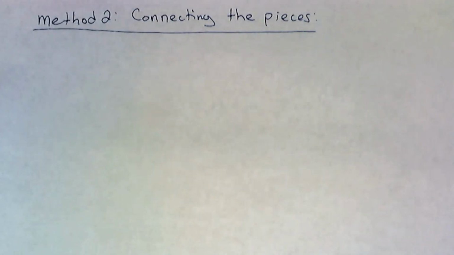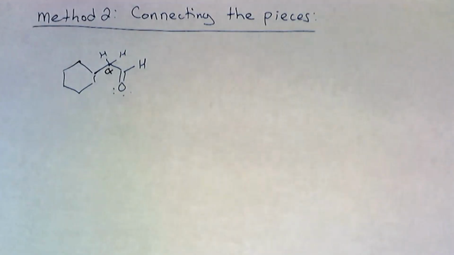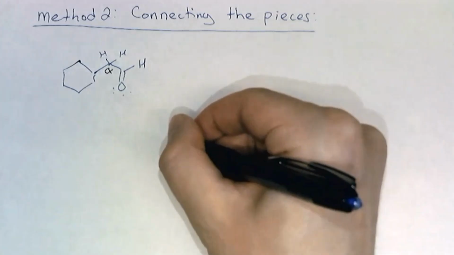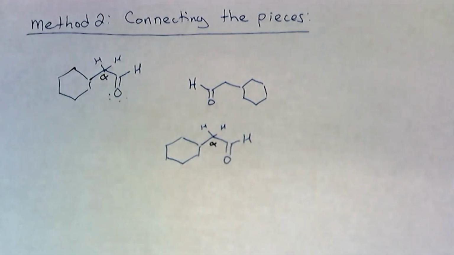In the second method, start by identifying the alpha position in the starting material, which has two protons. Then draw two molecules of the starting material such that the alpha protons of one molecule face the carbonyl of the other. Next, predict the final product by removing water, the two alpha protons and the carbonyl oxygen, and joining the alpha and carbonyl carbon by a double bond.